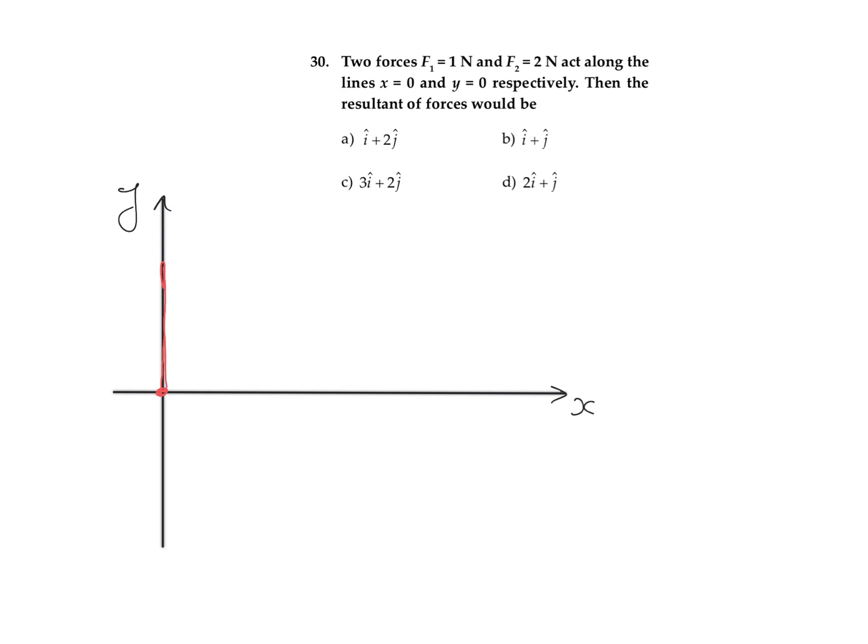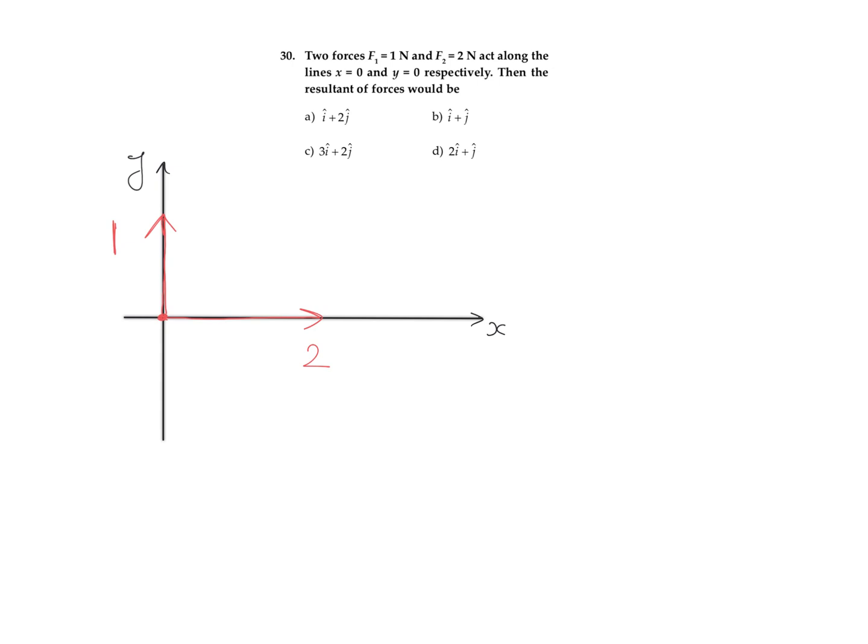So if a force of 1 Newton is along the line x is equal to 0, that means that is not along the x-axis, that is along the y-axis. So a force of 1 Newton along the y-axis. And next it is given that y is equal to 0, 2 Newton along y is equal to 0. Y is equal to 0 means it is along the x-axis, not along the y-axis. So 2 Newton along the x-axis.